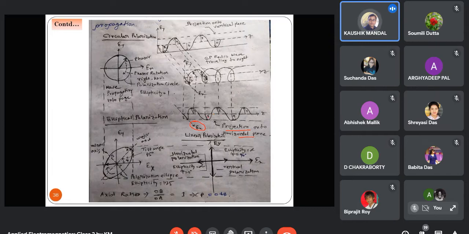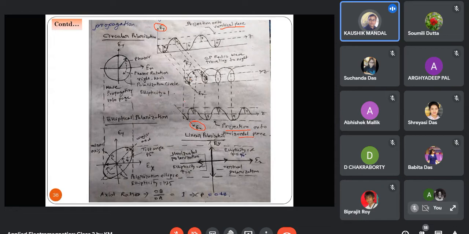This particular wave is propagating along the z direction. We are considering the x component. Now this is the y component, that means the projection on the vertical plane. As the electric field is the combination of these two components, Ex and Ey, to trace the tip of the electric field vector, we need to superimpose these two components.